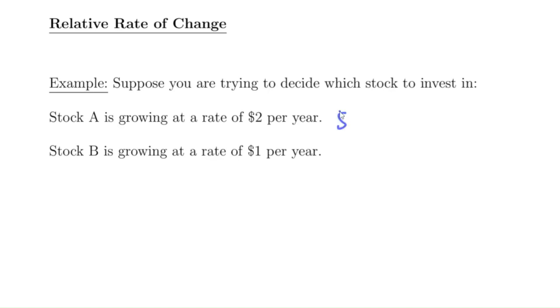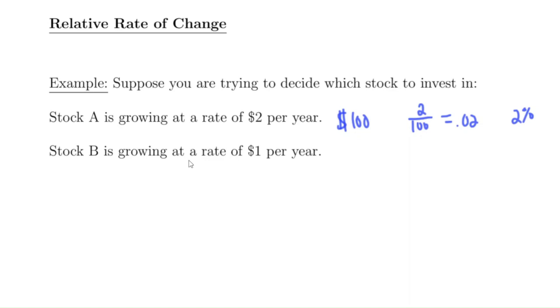So if stock A is priced at $100, well, then growing at a rate of $2 per year, that's only a 2% growth rate. In fact, if you take 2 divided by 100, you get 0.02, which is really 2%. That's a 2% growth rate. That doesn't really seem that fast. That's not necessarily that great of an investment.